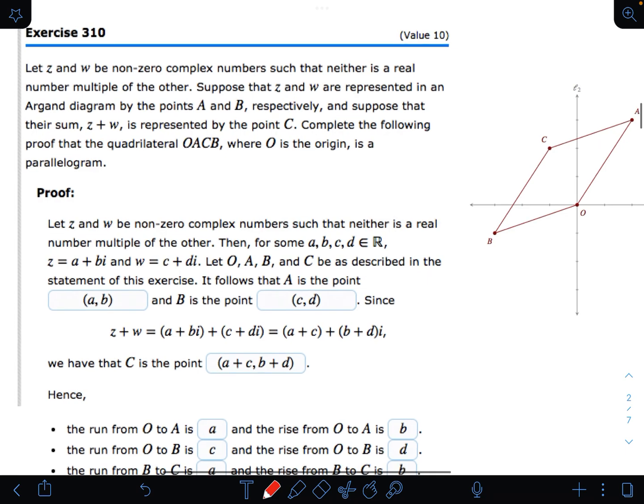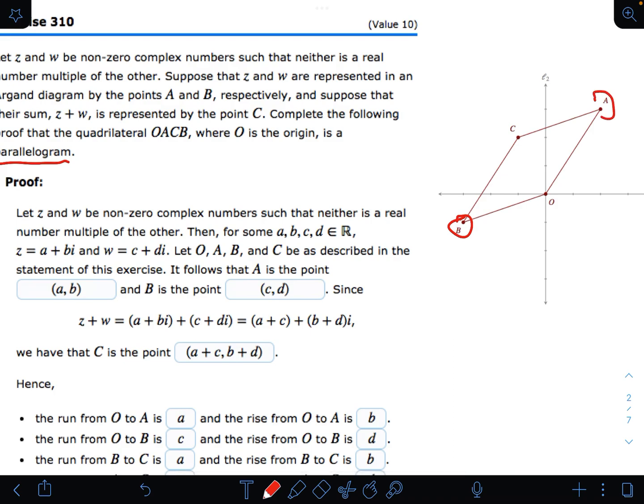Exercise 310 is a proof that's filled in, but there's an interesting thing that happens with it. You get a parallelogram here. If I take any two complex numbers plotted on the Argand diagram, let's say a and b are representing complex numbers, their sum would be represented by c, and if I connected those 3 points with the origin, I'm always going to wind up with a parallelogram. It's kind of a neat thing.